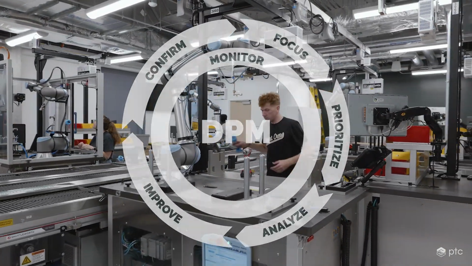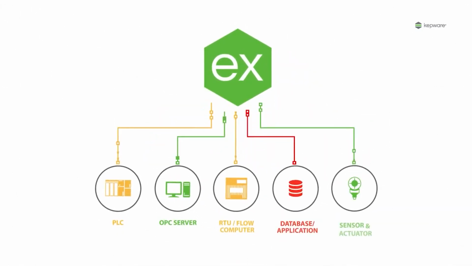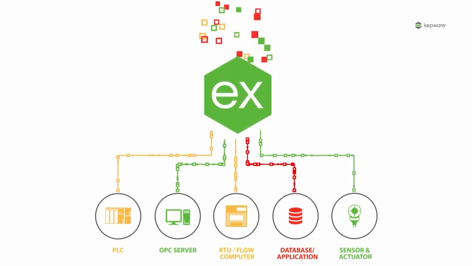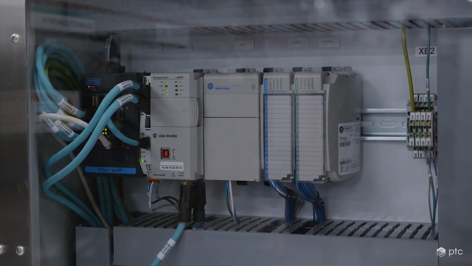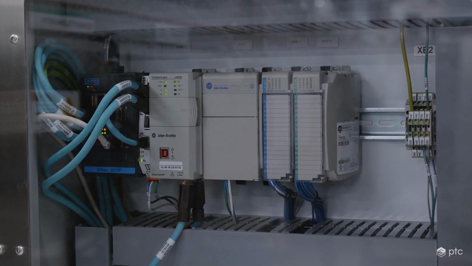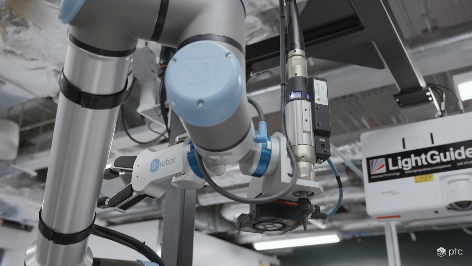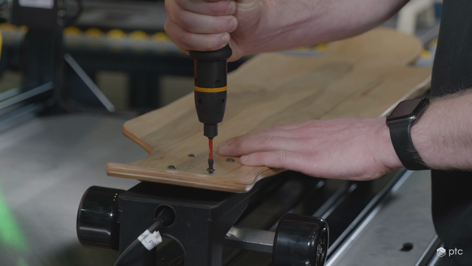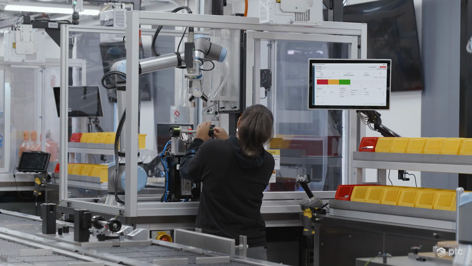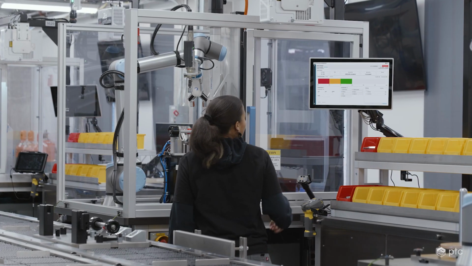DPM analyzes real-time production data captured with Kepware, PTC's industrial connectivity platform, which fuels DPM's analysis by connecting millions of data points from PLCs and sensors on the line. This data includes the sequence of steps on each station, the health status of each robot, values from smart tools, and more. When automated data isn't available, DPM also takes data from manual input.